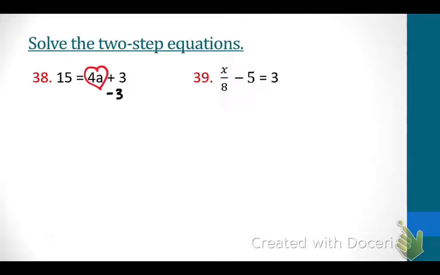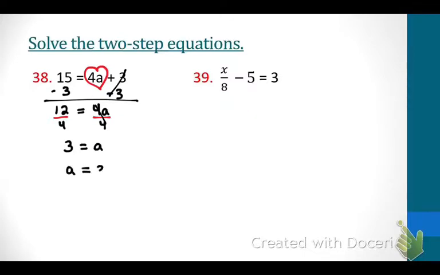-3. Okay, so we're going to subtract 3 on both sides. And then you're left with 12 equals 4A. Gavin, keep going. What should I do? Good job. Now we're going to divide by 4 on both sides. And what do you get? 3 equals A. And we always like the A to be first, so we're just going to switch it around.